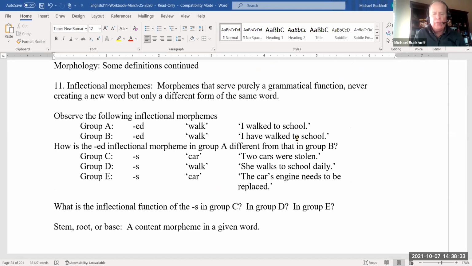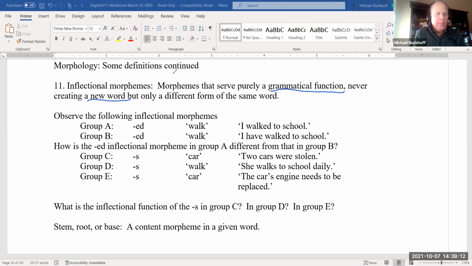Let's talk about inflectional morphemes for a minute. We're going to get into more detail with both of them in just a minute, but let's cover them in a basic sense. Inflectional morphemes serve purely a grammatical function, never creating a new word, but only a different form of the same word. Notice how they're different. They don't change the lexical category of the word. They do not change the meaning of the word. They add some type of grammatical function to the word. That's what they're doing.